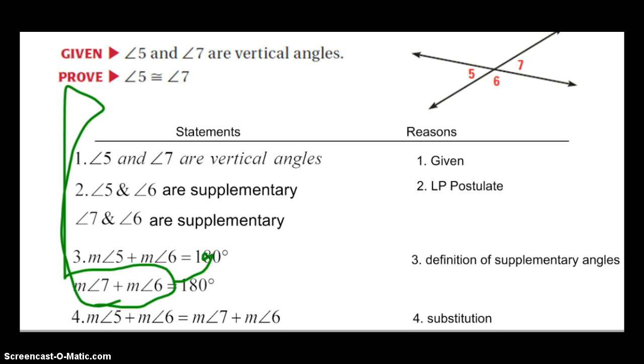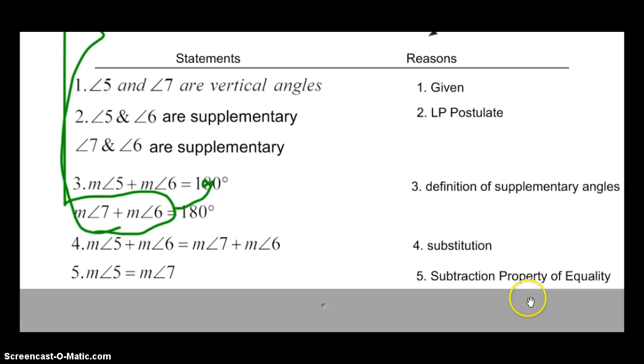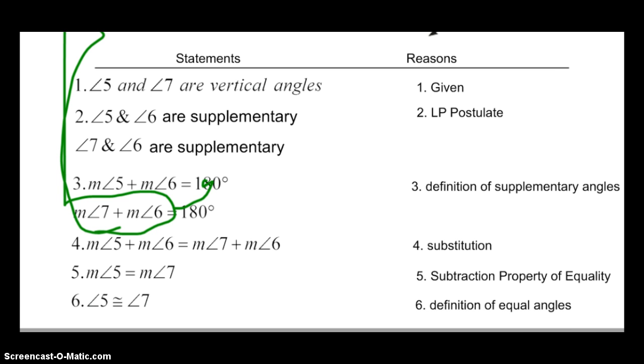Now, you will see that you have angle 6 on each side of your equation. So we could use our subtraction property of equality and subtract angle 6 from each side and end up with the measure of angle 5 equals the measure of angle 7. That's just simple subtraction. You're subtracting the same degree measure from each side. Keeping the end goal in mind, which is that you want angle 5 congruent to angle 7, you actually have it already, right? If you know that the two angles have equal measures, you know that the angles are congruent. So our last step is that angle 5 is congruent to angle 7, and we've already seen this reason before. That's the definition of equal angles.